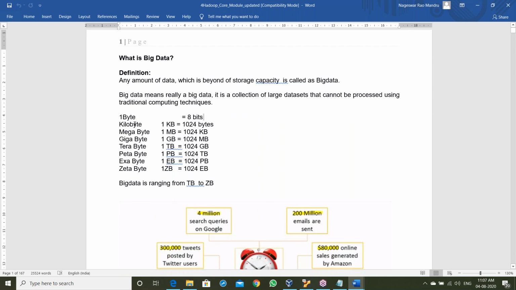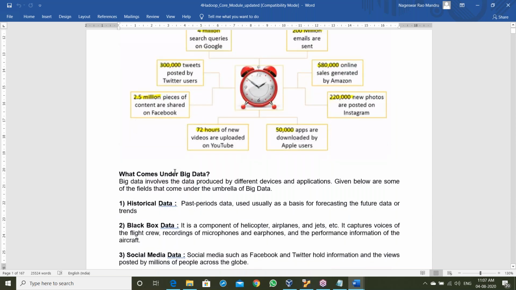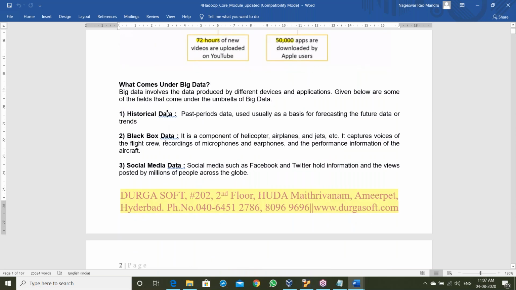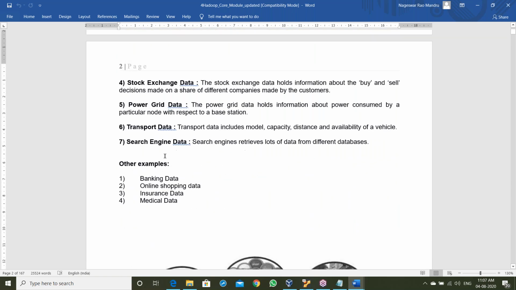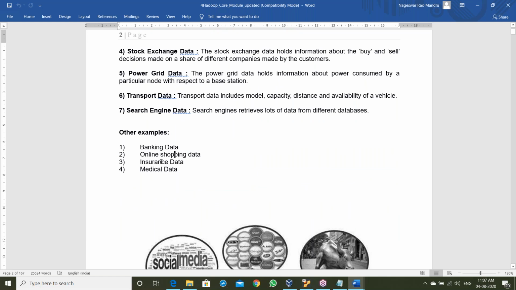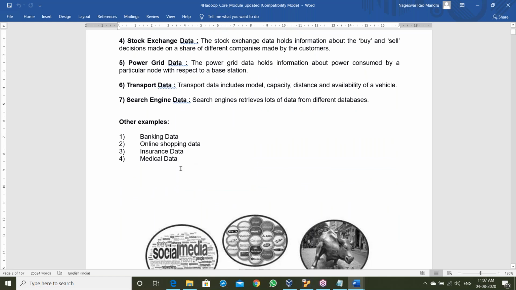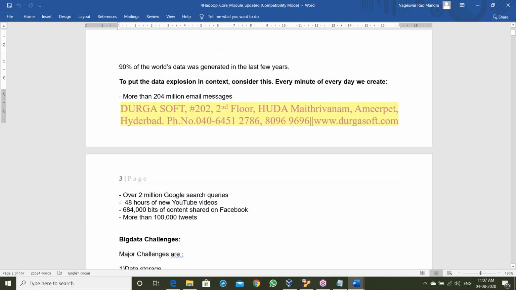1 byte equals 8 bits, 1 KB, 1 MB, GB, terabyte, petabyte, exabyte, zettabytes. What we discussed today here. Next, what comes in big data: historical data, black box data, social media data, all the stock exchange data, transport data, search engine data. Next, other examples: banking data, online shopping, insurance, medical data. All this comes in big data, right?